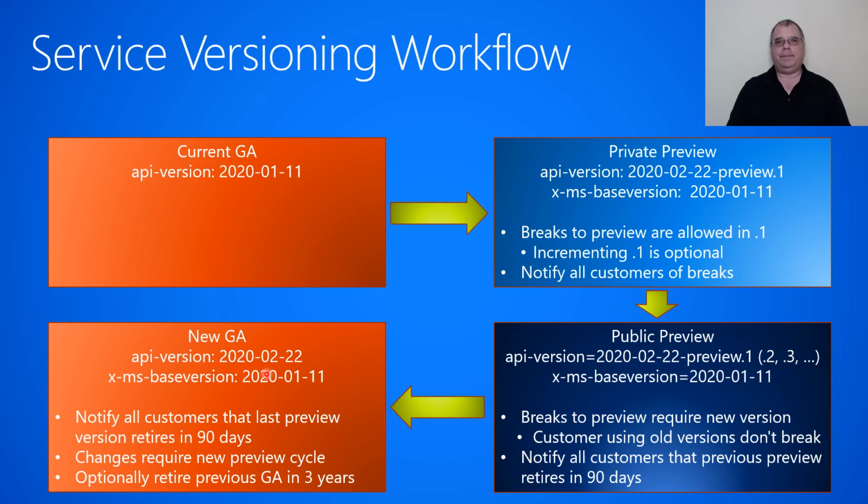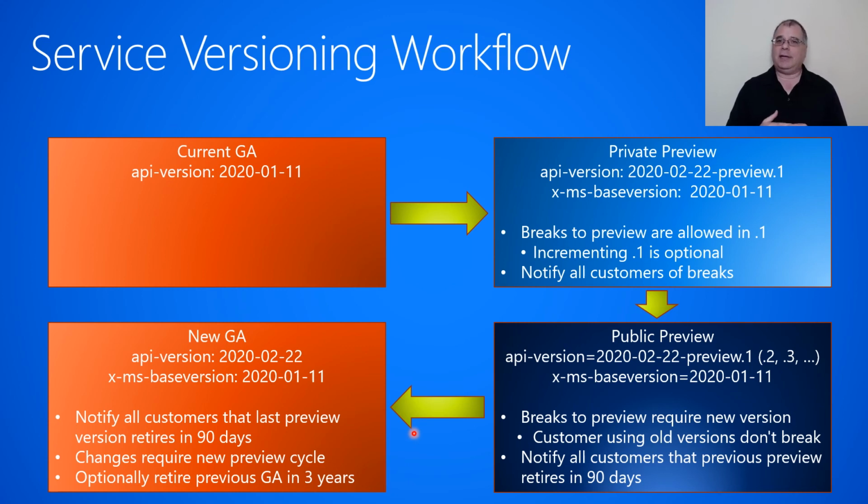Once you've gone to production, your service can give your preview customers 90 days, and then you can take all the preview versions away and stop supporting them in your service. You're forcing your preview customers to upgrade to the GA version within that 90-day time period. And then any changes you want to make to this GA, this whole cycle just starts all over again, where you create a new private preview, then a public preview, and then when you're ready, you put version 3 into general availability.